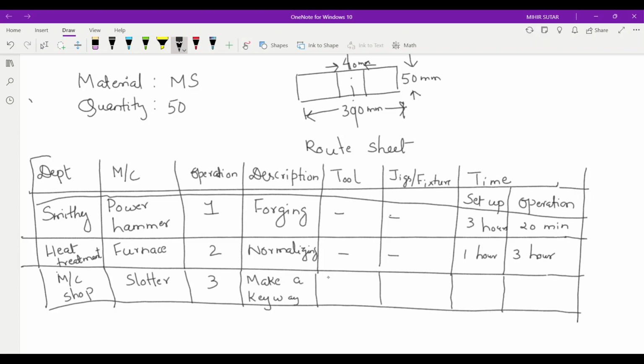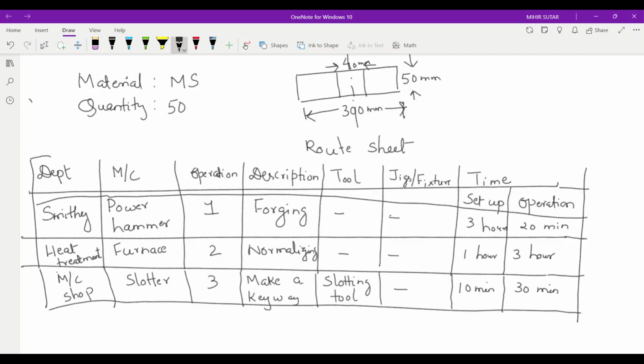Okay. What tool will you be using? You will be using a slotting tool. Do you require any jigs or fixtures? No. What is the setup time? Suppose, let's say, 10 minutes. And what is the operation time? Let's say it is 30 minutes, whatever.